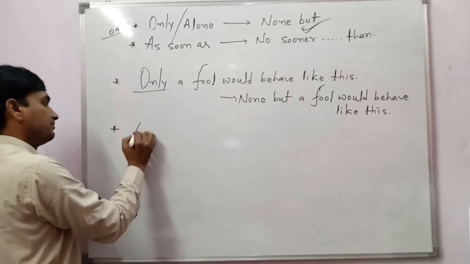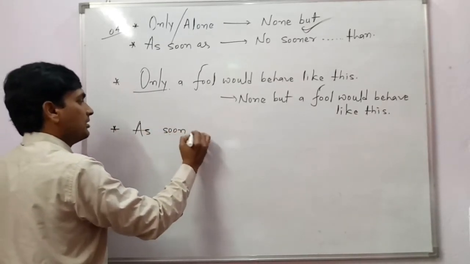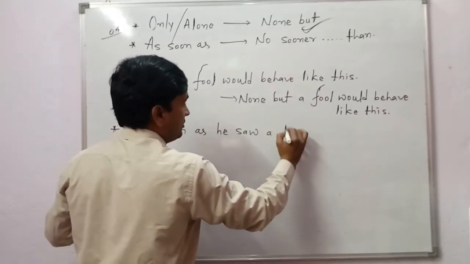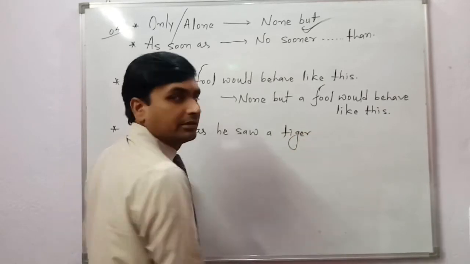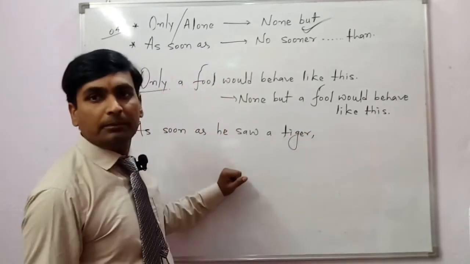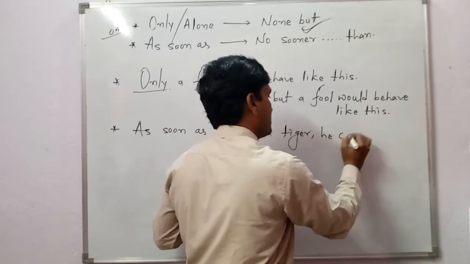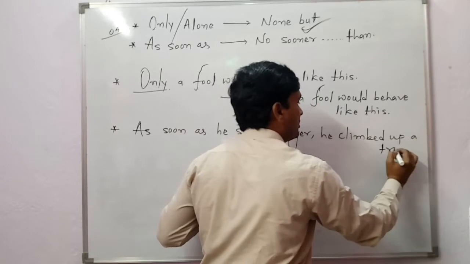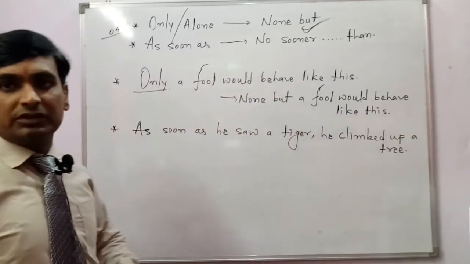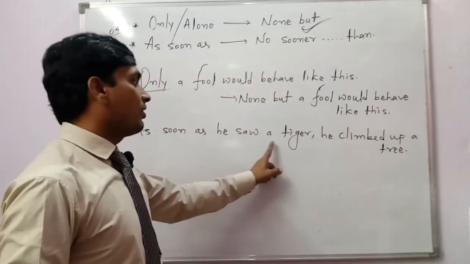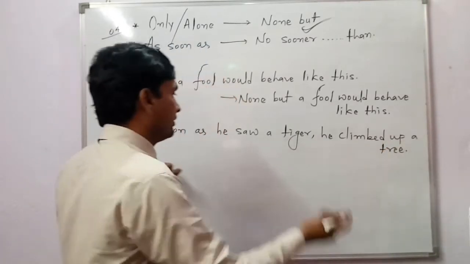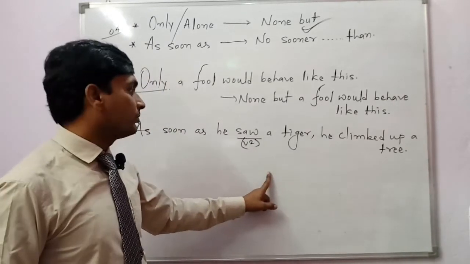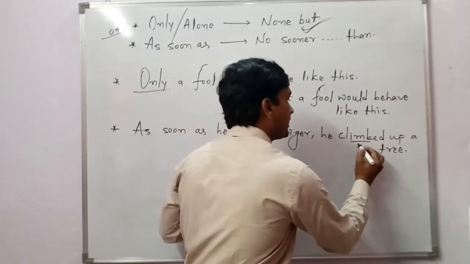If I say, as soon as he saw a tiger, right? And then after you will get a comma, right? He climbed up a tree. Let's read out your question once again. As soon as he saw a tiger, he climbed up a tree. So this saw is what? Second form of the verb. And here again you can see second form of the verb.